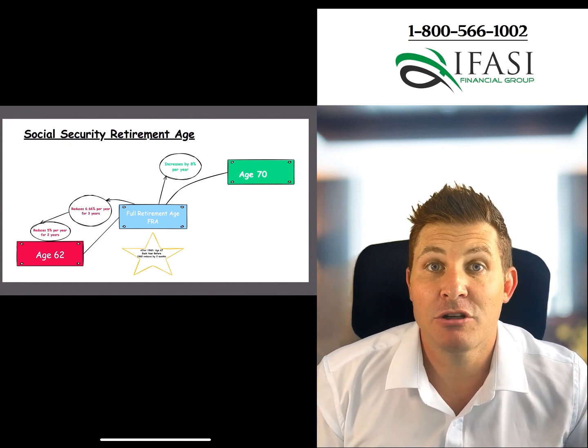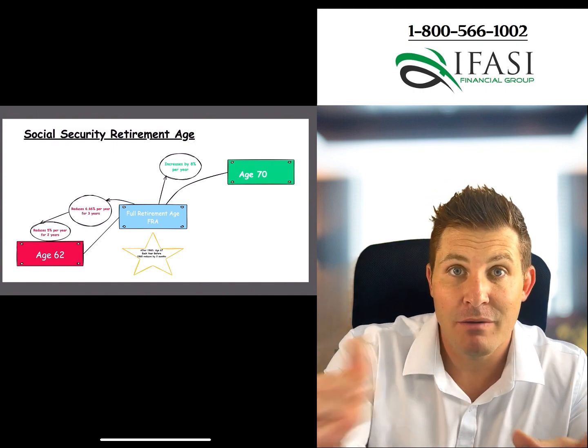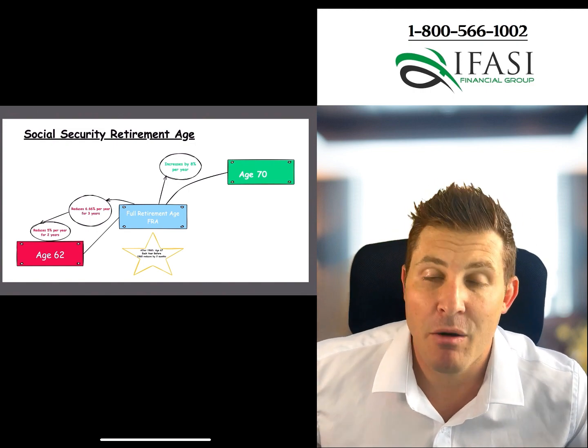Now, what happens if you're trying to look to trigger a spousal benefit? How does that chart basically work regarding reduction or how early you could actually take it?